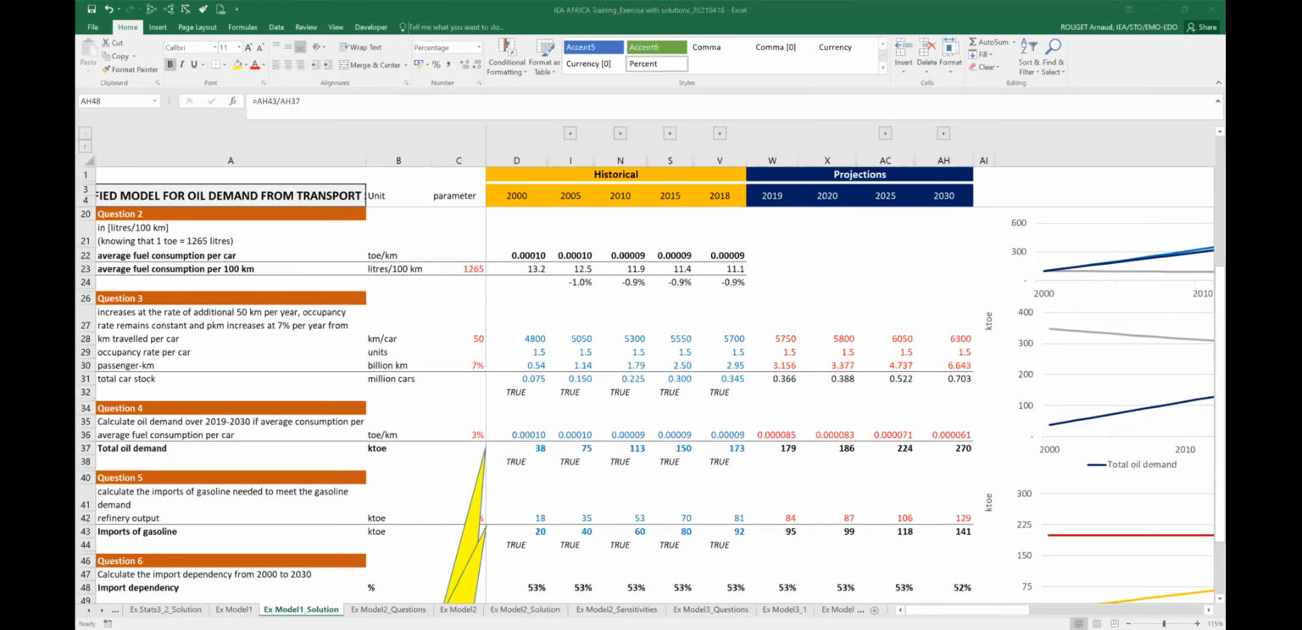Okay, so we have another question, not related to the exercise, but to projections on the electricity mix of Africa. Let me just see if I can move to a slide that was referring to that.